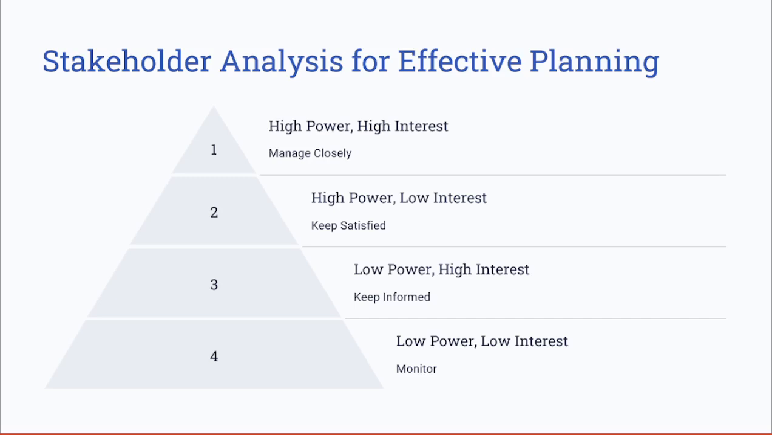Here are the key types of stakeholders that you need to consider when trying to engage with them. With high power and high interest, you need to manage them closely. With high power and low interest, you need to keep them satisfied. With low power and high interest, you need to keep them informed. Then with low power and low interest, based on their impact on the project, you need to monitor them.